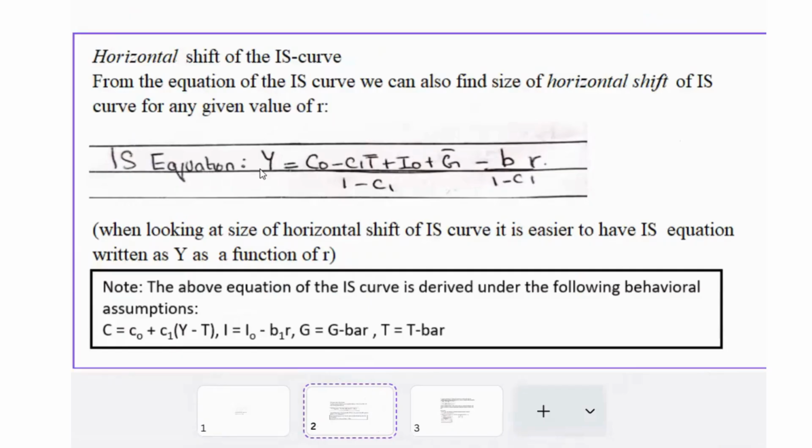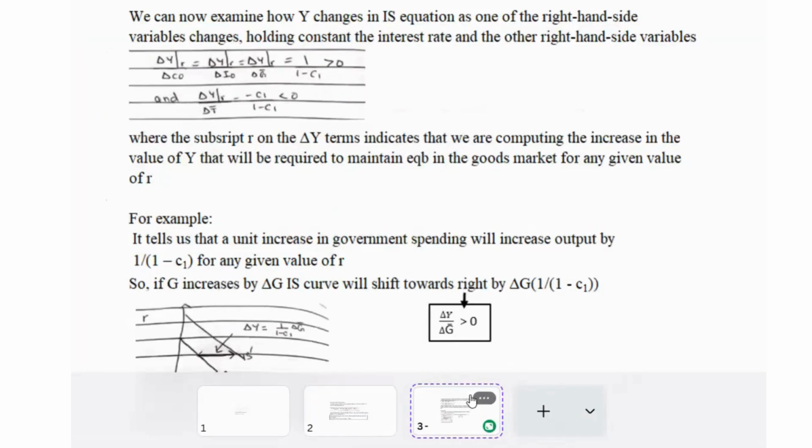And from the equation of the IS curve, we can see that the change in y due to a change in C naught, holding constant the interest rate and other right-hand side variables, is 1 by 1 minus C1. This is also true for the change in y due to a change in I naught or due to a change in G bar. If I want to find the change in y due to a change in T bar, holding constant the interest rate R and other right-hand side variables, then that is minus C1 by 1 minus C1.